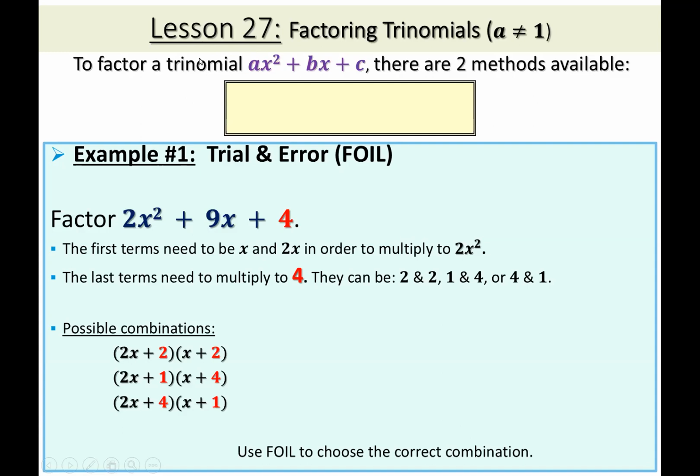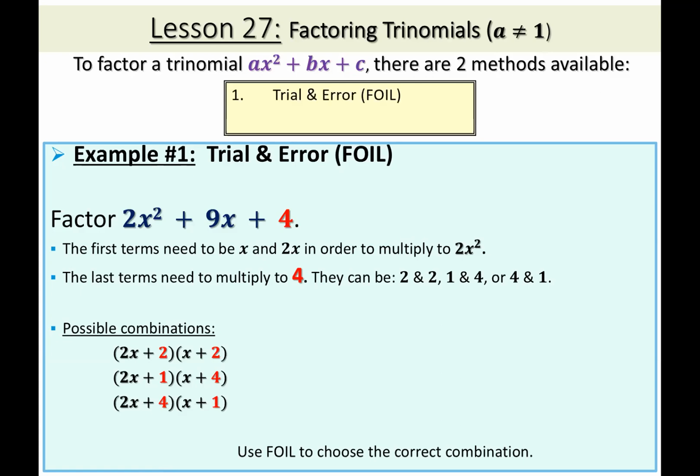Okay, now what I have written up here is to factor a trinomial, ax squared plus bx plus c, there are two methods available. Now, I have since learned that there are more than two methods available. Some students have learned other ways from other algebra teachers or other sources, which is fine. I will be focusing on just two methods, the ones that are covered in our book and the ones that I'm used to using. But just know that there are other methods, and if you're wondering about them, I'd be happy to show you or talk to you more individually. But I just felt like showing you 3 or 4 methods would get a little confusing. So we're going to stick to 2.